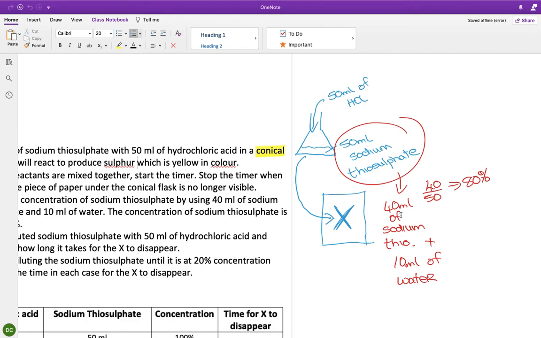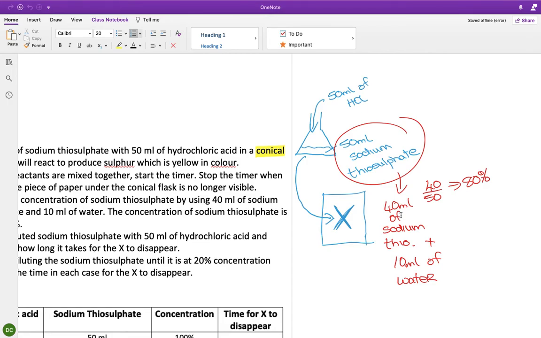So the first round, you've got 100% concentration. All of what you put into the conical flask is sodium thiosulfate. But then when you do it the second time, you're going to dilute it slightly, 40-10. So now you've got an 80% concentration. Exact same experiment. So the hydrochloric acid doesn't get concentrated, or it doesn't get diluted. So that's 50 mils all the time. So you put in your diluted sodium thiosulfate, you add in your 50 mils of hydrochloric acid, start your timer and wait for the X to disappear.